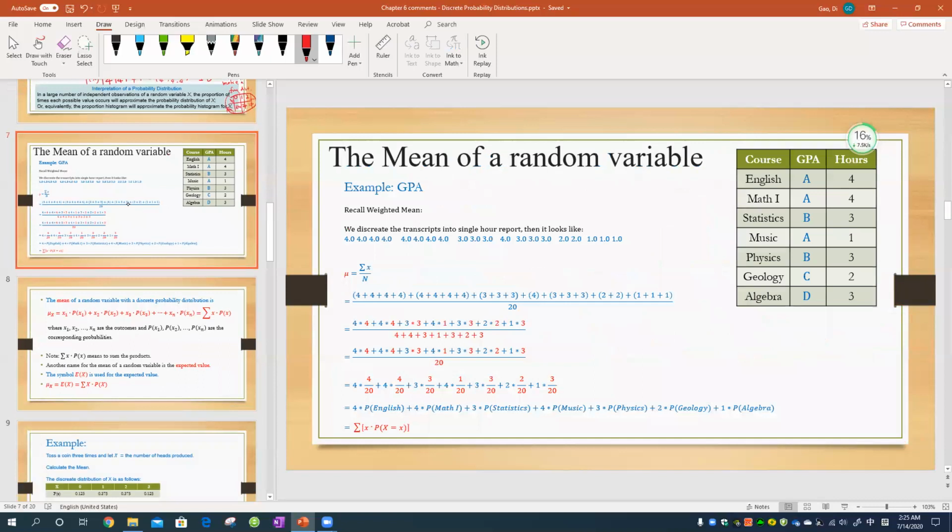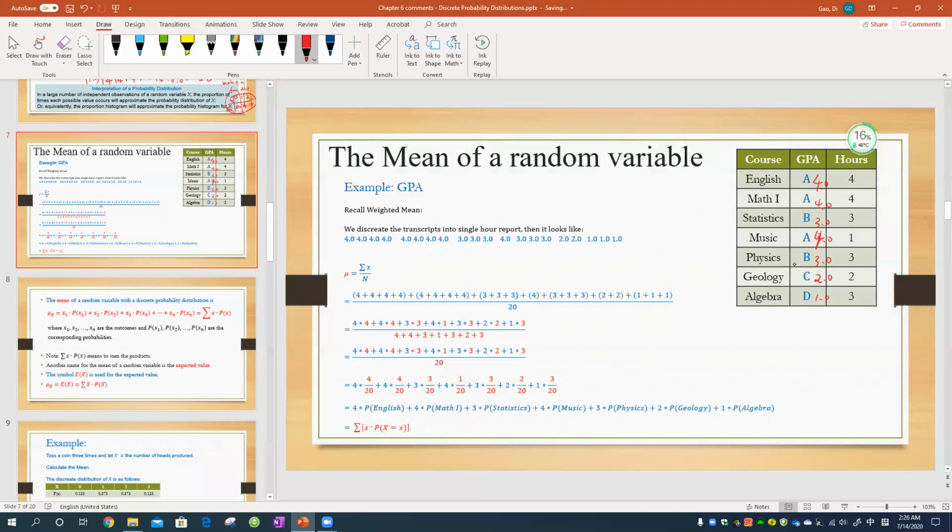And then we can look at the mean of a random variable. So let's recall the GPA example, how to calculate a weighted mean. Then we have mu equals, okay, let's just review this real quick. So mu equals sum of x over n. So for the English class, the GPA is A, and 4 hours, that means for A you got 4.0, B 3.0, A 4.0, B 3.0, C that's a 2.0, and 1.0.